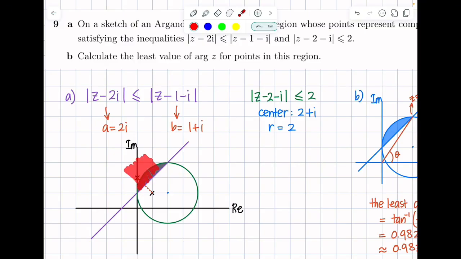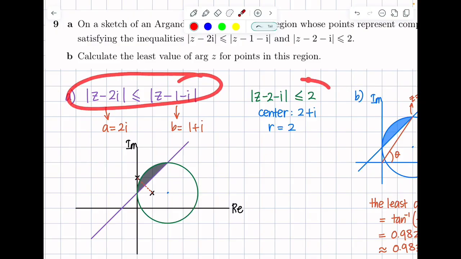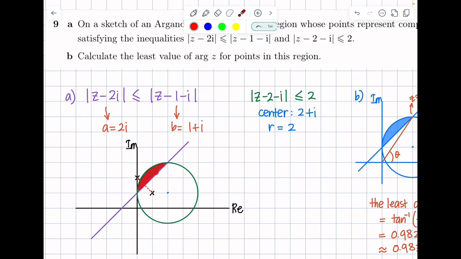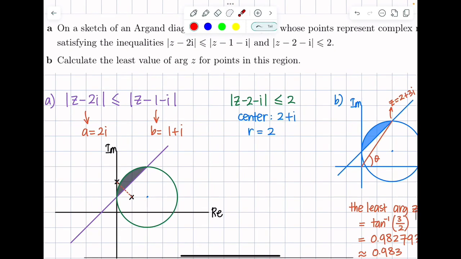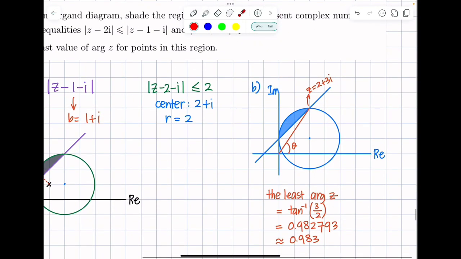So the shaded region is nearer to 2i, because 2i is over here. To intersect, our intersection is in this part. Next, calculate the least value of argument z for points in this region.